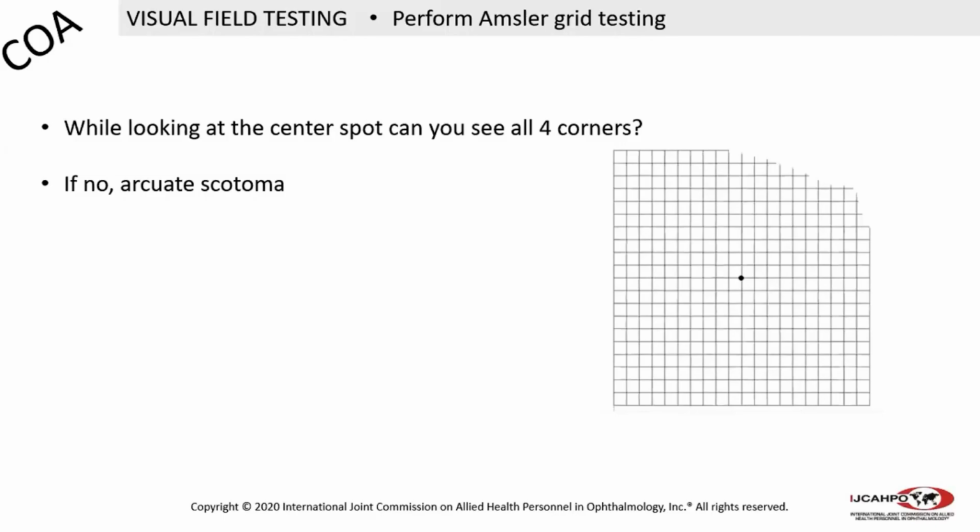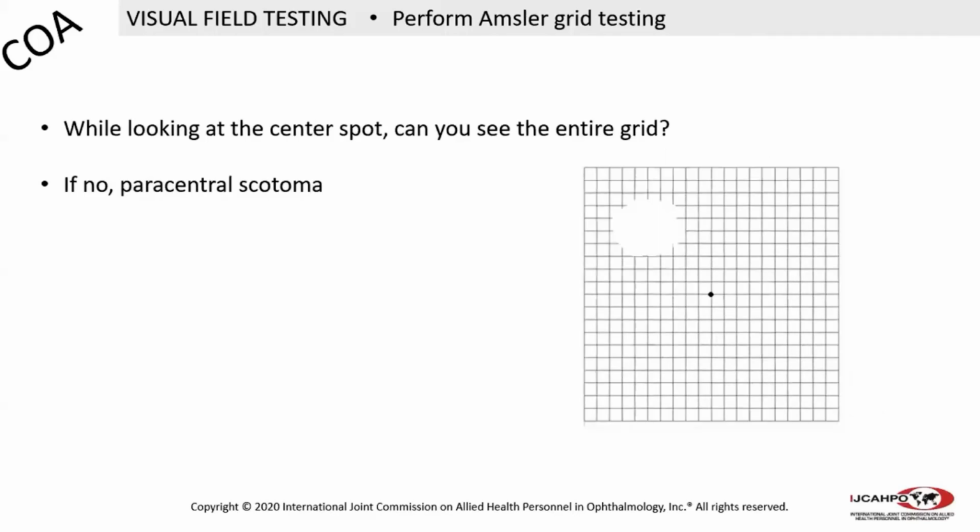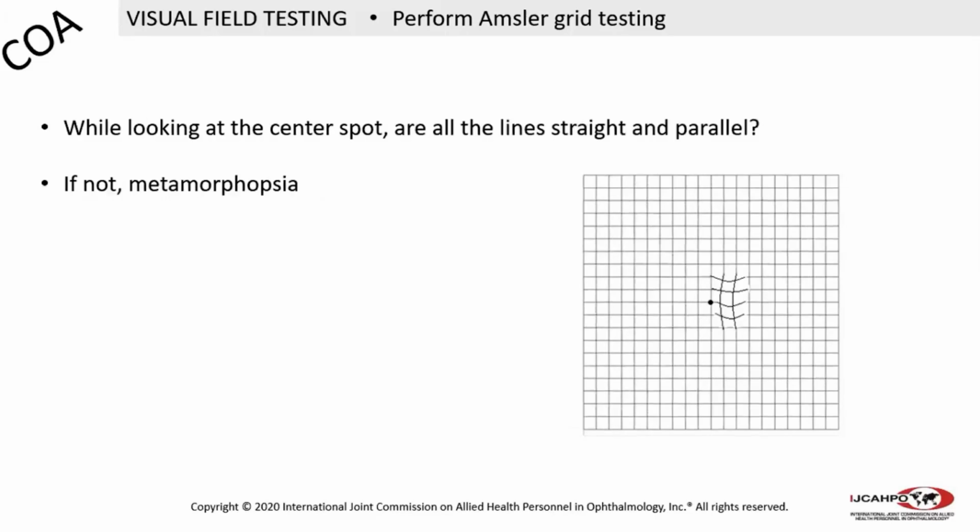While looking at the center spot, can you see all four corners? If the patient cannot, as in this example, this could indicate an arcuate scotoma. While looking at the center spot, can you see the entire grid? In this example, no, this could indicate a paracentral scotoma.